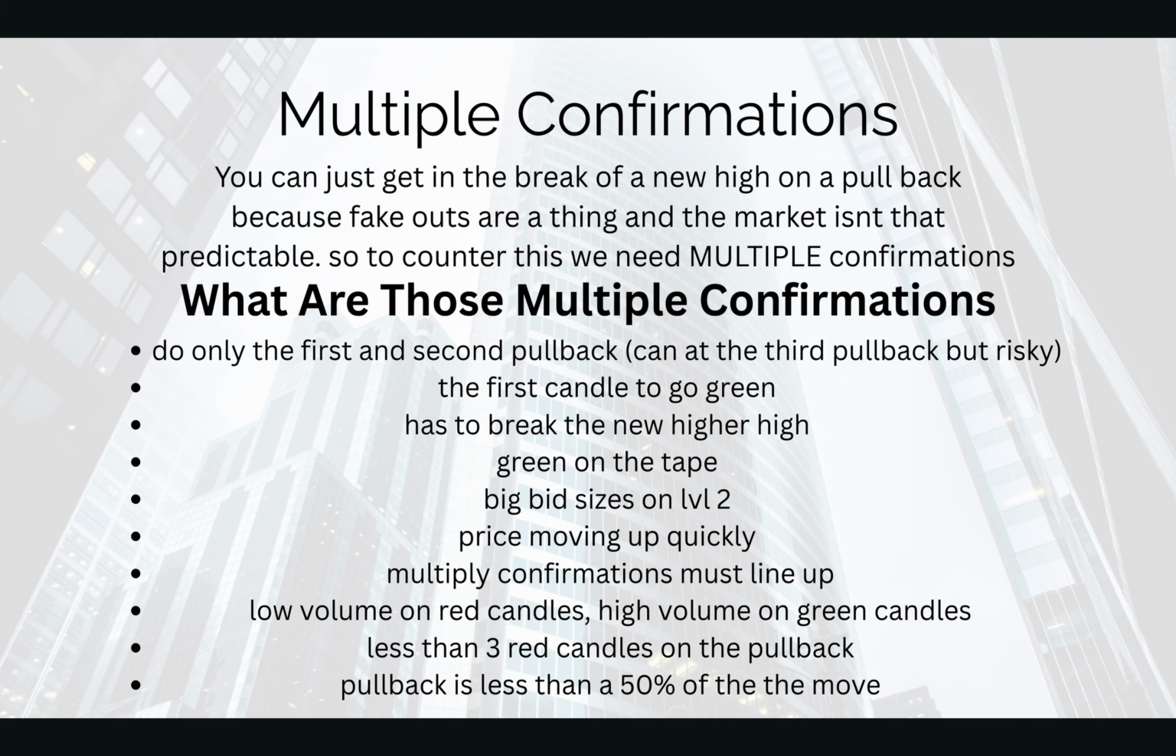Number two is the first candle to go green. Number three, it has to break the new higher high. Number four, green on the tape. Number five, big bid sizes on level 2. These first five are what we're going to get into in this video. In the next video we're going to go into number six, price moving up quickly, multiple confirmations must line up, and low volume on red candles, high volume on green candles.